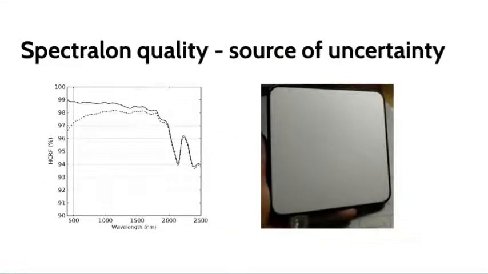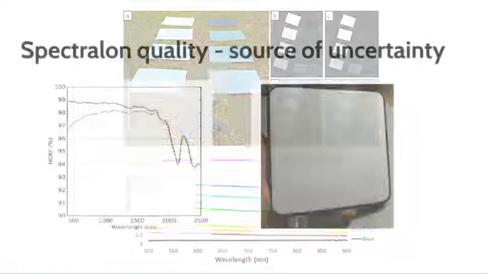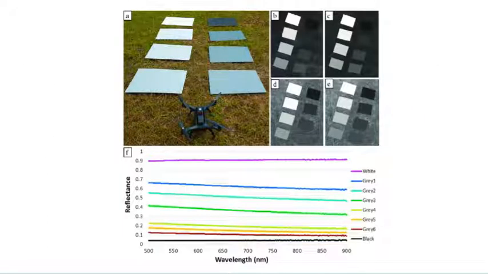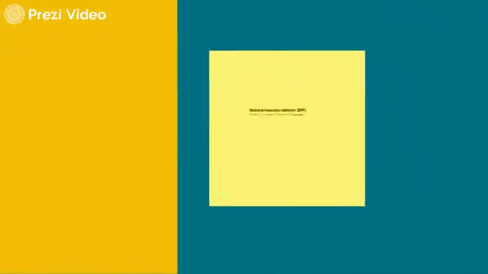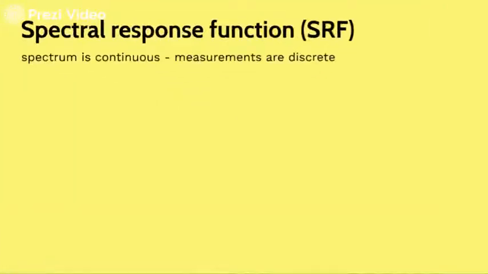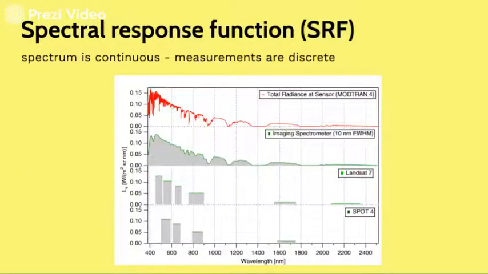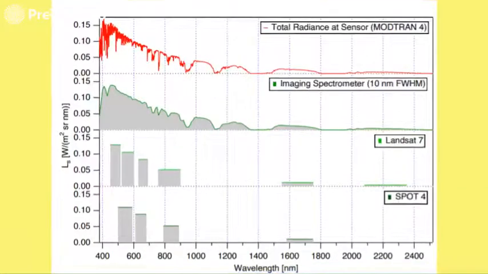The spectral quality of the white panel is a source of uncertainty because it's never completely white. Here you can see the difference between a clean and a not clean white panel. There are also gray and black panels for drone flights. Then the instrument uncertainty is the spectral response function, because we are measuring a continuous spectrum, but the measurements are discrete. So every time the spectrum will be distorted.